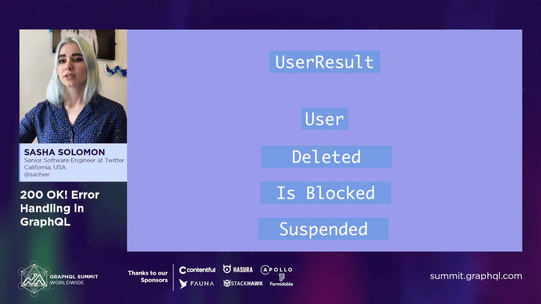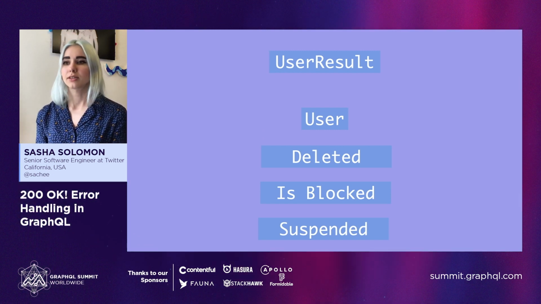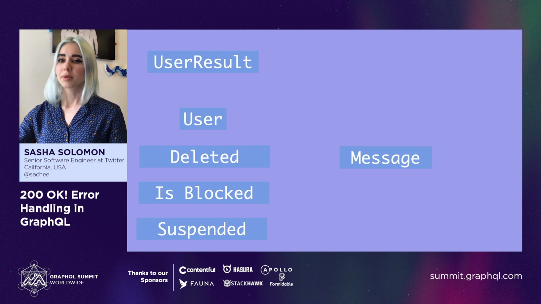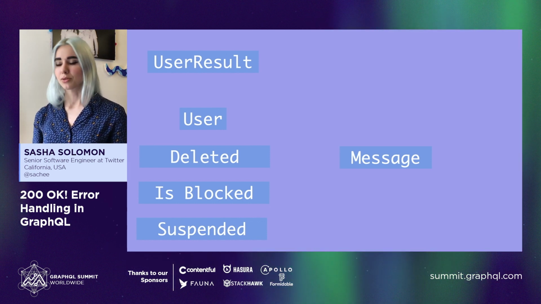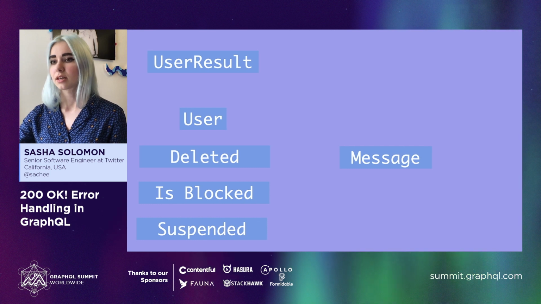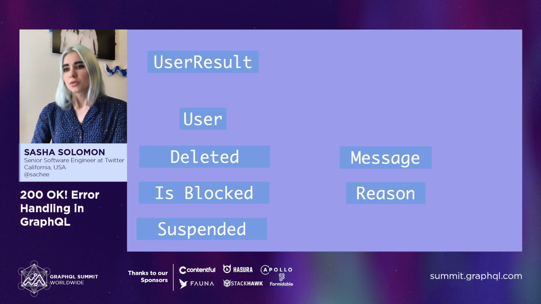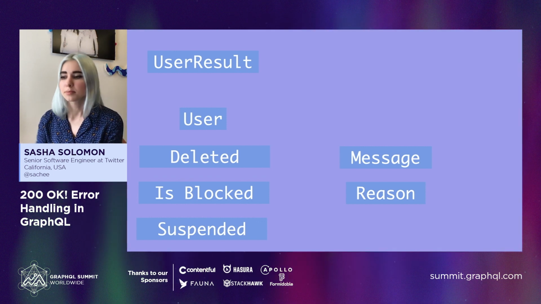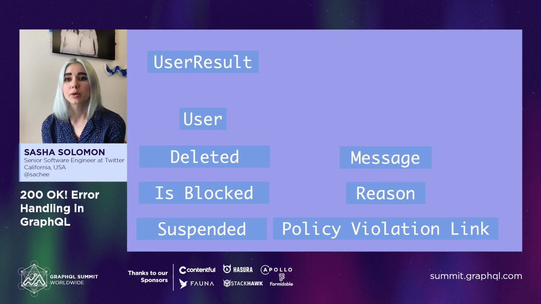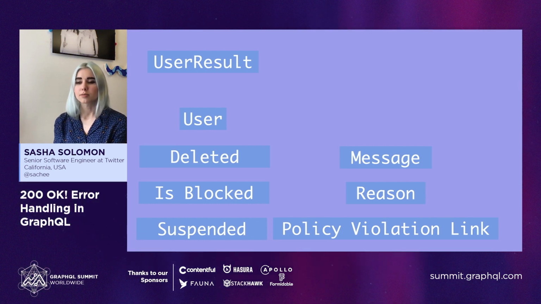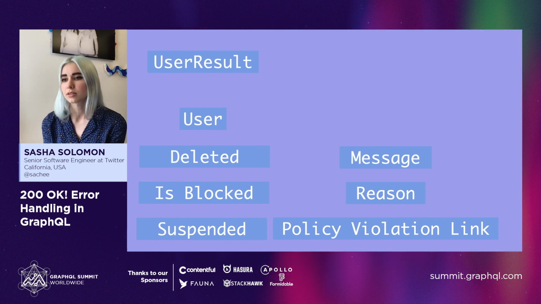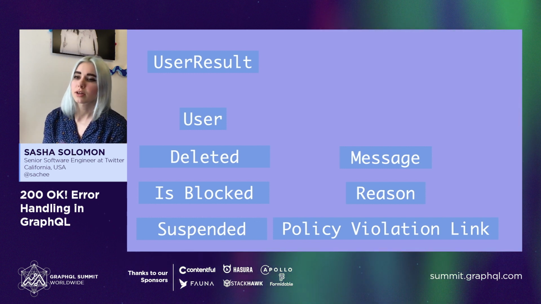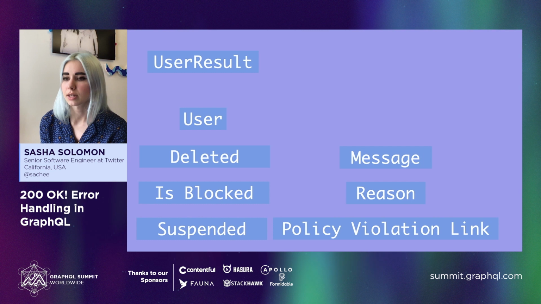What's also cool is we can customize what each of these results looks like. Obviously it's not going to be a perfect user, so it might have some other fields on here. So on deleted, maybe we just have a message saying why they were deleted, or if they deleted themselves or something. If they were blocked, maybe we can have a reason and some other things specifically about why. Maybe it's an enum. And then if they're suspended, maybe we can have a link to the policy violation or other fields related to why they were suspended. So that's kind of cool. We have all these different states of a user, and we can also list out all the different things that are related to the states of the user.